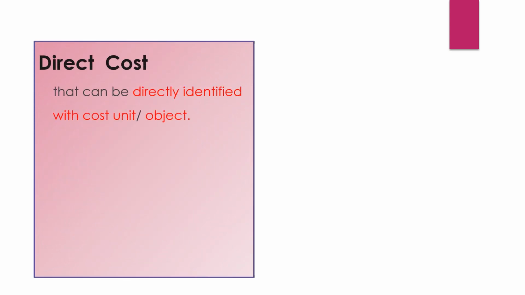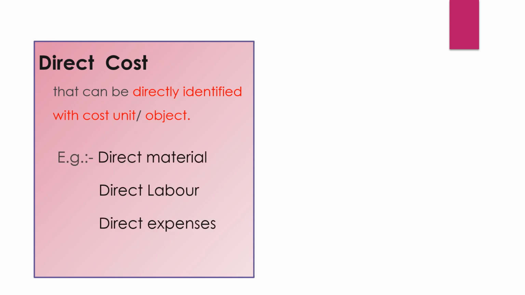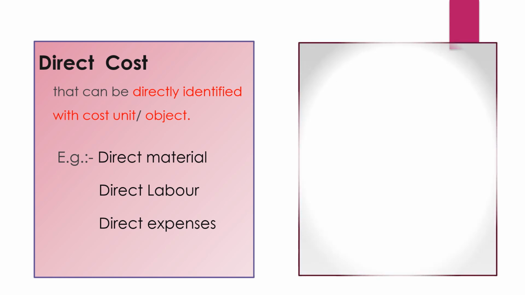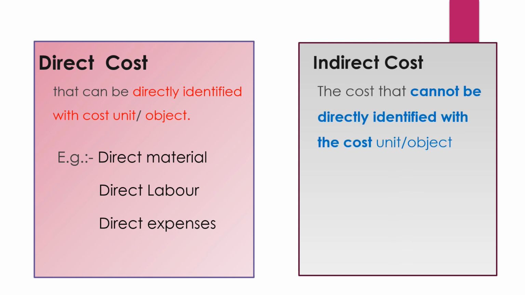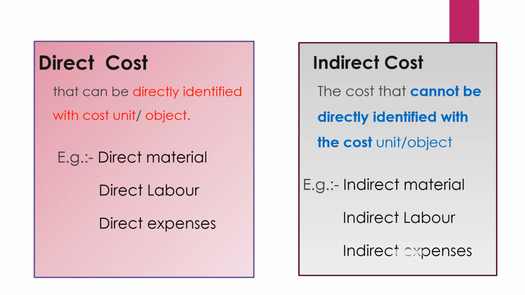Direct cost is cost that can be directly identified with the cost unit or object, such as direct material, direct labor, and direct expenses. Whereas indirect cost is cost that cannot be identified directly with the cost unit or object, such as indirect material, indirect labor, and indirect expenses.